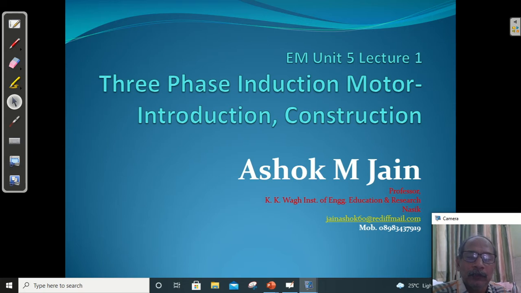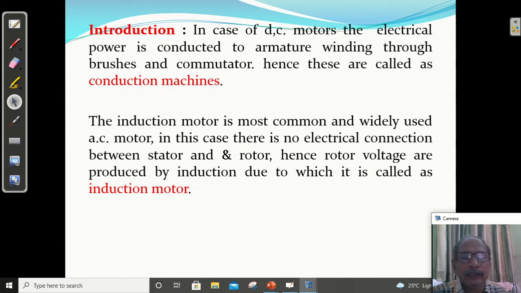What is induction motor? Earlier I had discussed the DC machine or DC motor. What is a DC motor? In case of DC motor we are giving supply to the armature and current can also flow in the field winding. Both field winding and armature winding are connected in series or parallel. So we can say this machine is also called a conduction machine because there is no electrical isolation.